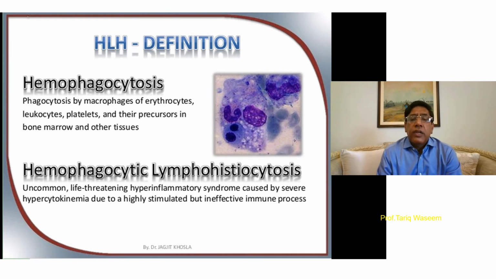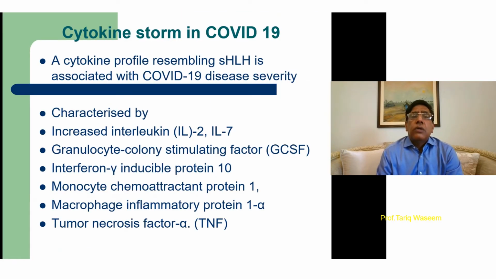And similarly, when there is an activation of histiocytes, this becomes a life-threatening hyperinflammatory syndrome, which leads to the release of so many cytokines due to a highly stimulated but ineffective immune process. Right. So, in the setting of COVID pneumonia, a cytokine storm profile resembling this systemic hemophagocytic lymphohistiocytic syndrome is associated, and this is related to the disease severity.